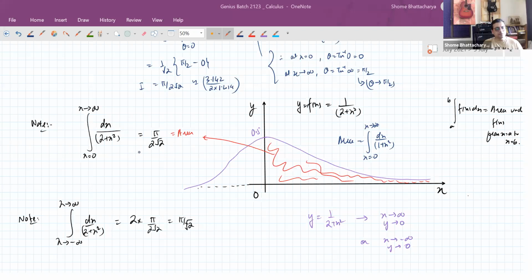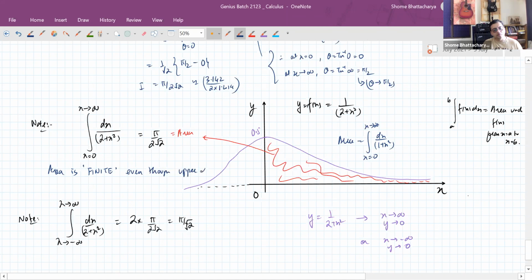So that is the interesting thing about this, that the area is finite, even though the upper limit taken is x tending to infinity. That is the interesting aspect about this. Anyway, that's the nature of mathematics. You can come up with very interesting things about functions by using calculus alone.